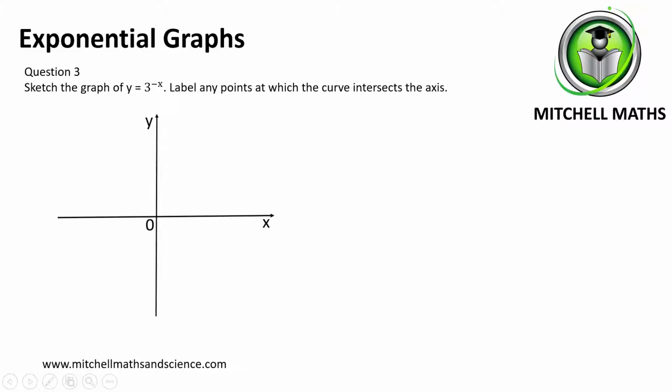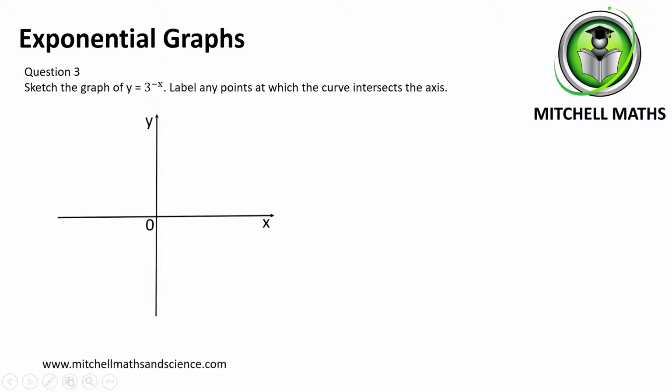And the final one we're going to sketch is y equals 3 to the minus x. All the positive values are now going to be minus, like minus 1, minus 2, minus 3, minus 4. And all the negative values will become positive, because minus 1 is a double negative, so it's going to be positive. Minus 3, for example, would be 3.